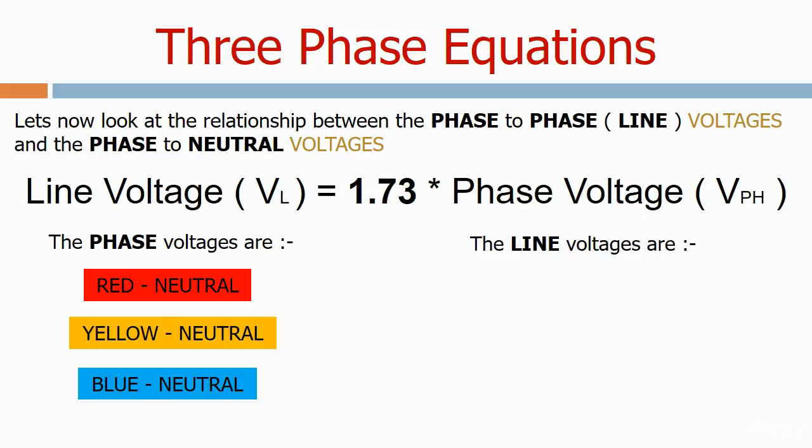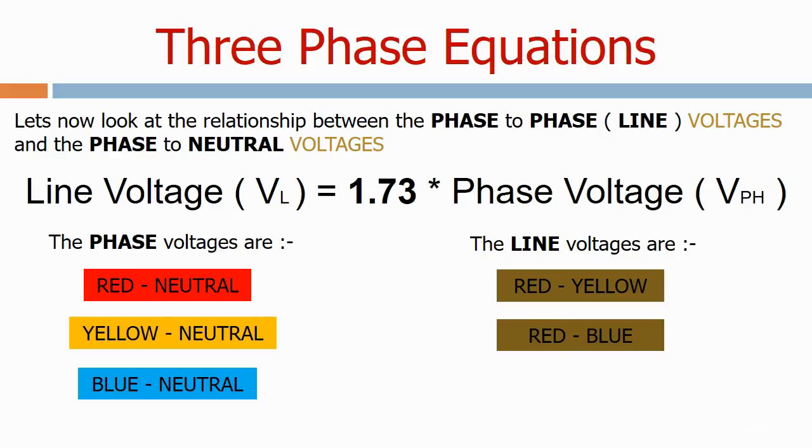The line voltages are red to yellow, red to blue, and finally yellow to blue.